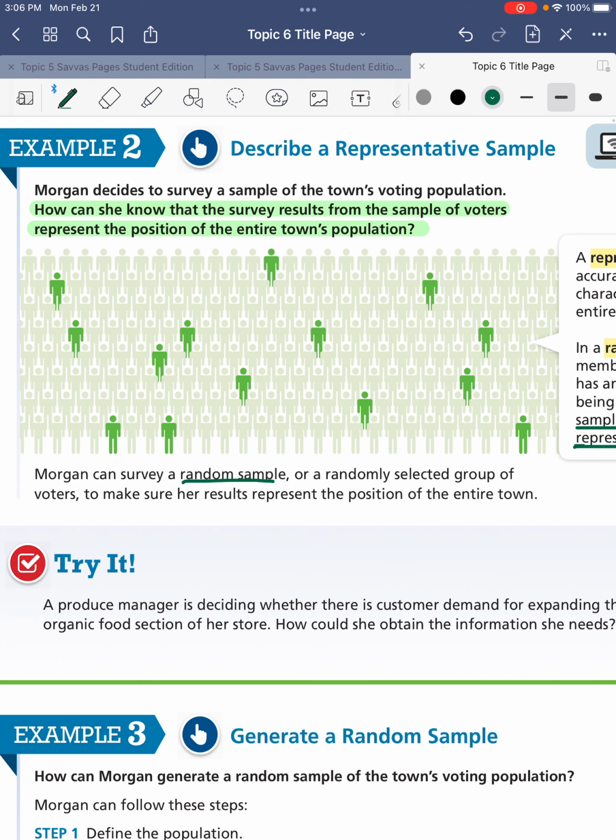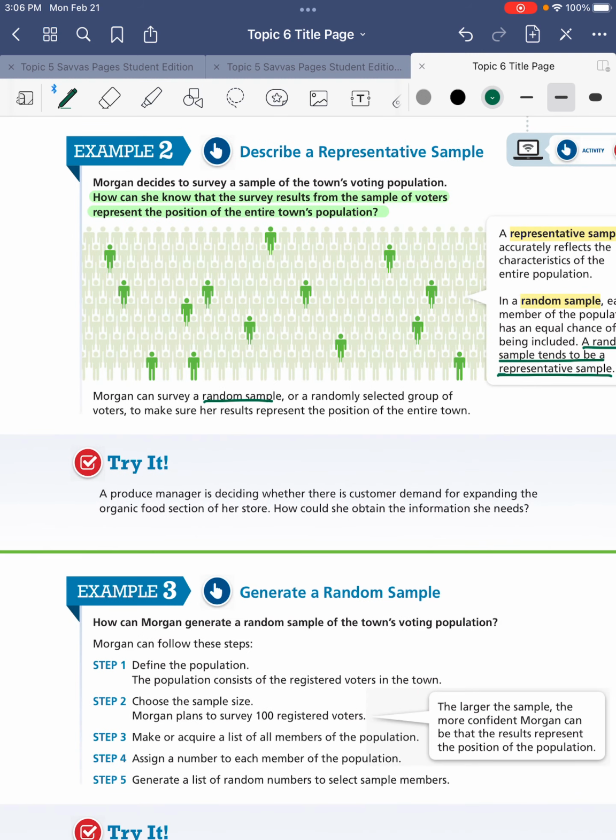Okay, now let's try it. A produce manager is deciding whether there is customer demand for expanding the organic food section of her store. How could she obtain the information she needs? Okay, so this is our question here. How could she obtain the information that she needs? Well, we know that she cannot survey every single customer. That would just be too large of a group. It could take too long, right? So she needs to survey just a sample.